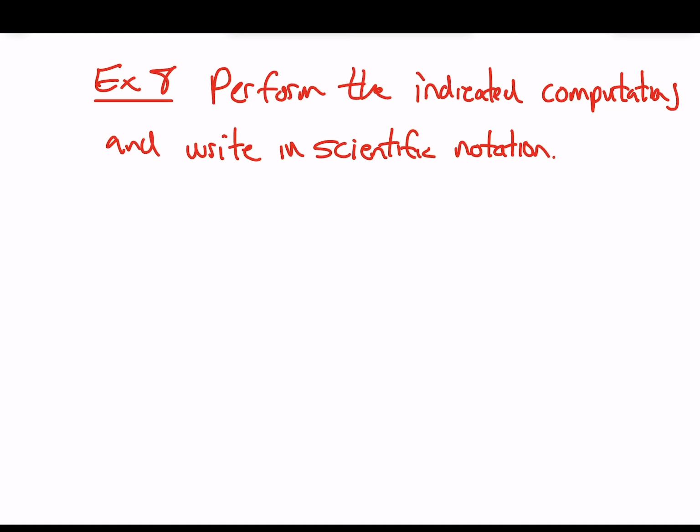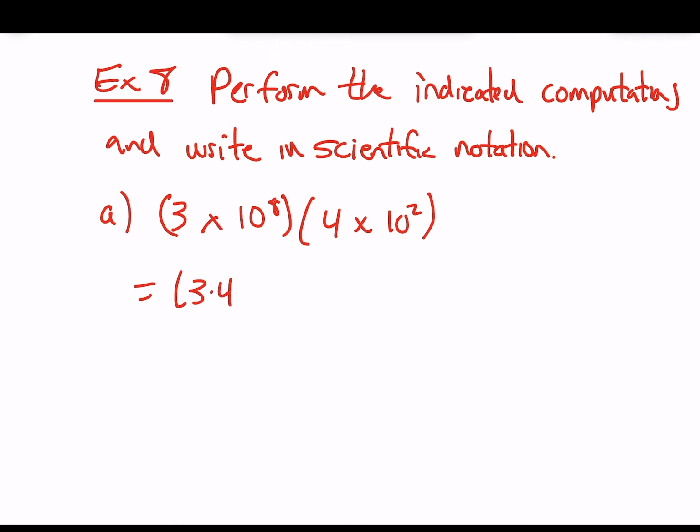For example 8, we want to perform the indicated computations and write the answer in scientific notation. For part A, we have 3 times 10 to the 8 power times 4 times 10 to the 2 power. So we take the numbers to the left of the multiplications, so 3 times 4, and then we multiply that by 10 to the 8 plus 2. Well, 3 times 4 is 12 times 10 to the 10 power.